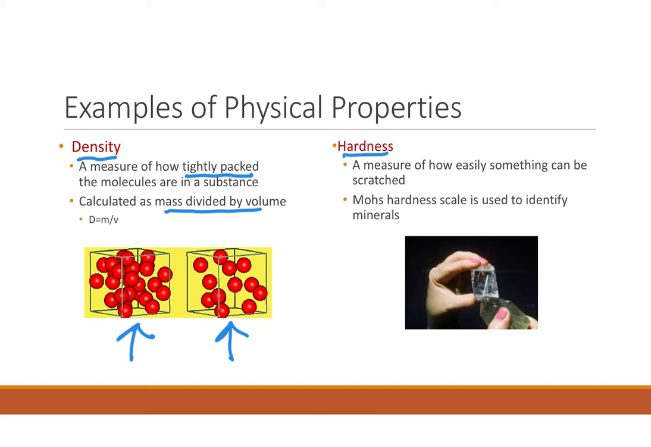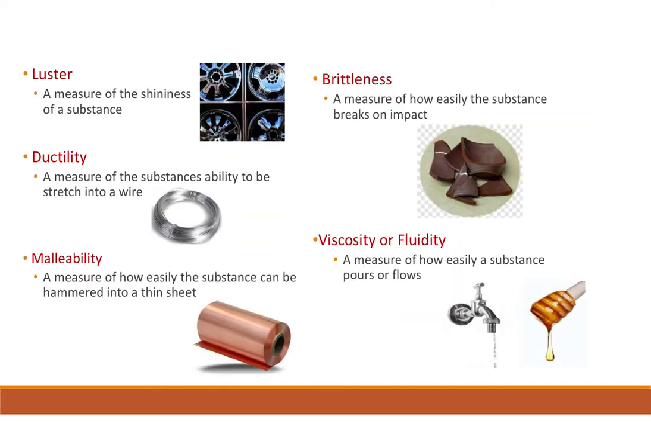Hardness is another physical property, and it's a measure of how easily something can be scratched. So in earth science, we use the Mohs hardness scale to identify minerals, as you see down here, that this substance is being scratched by another mineral, and there's a whole chart you can look up to see what that mineral might be.